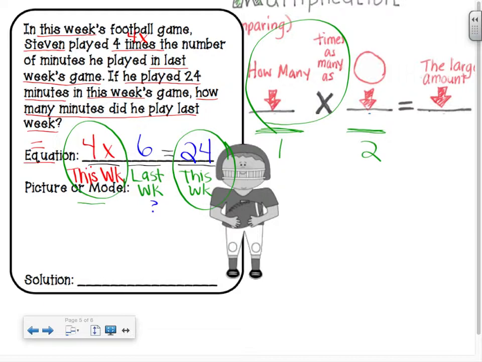All right, picture or model. So we took care of the equation, check. What's the easiest way to do a picture or model for multiplication? Make a bunch of what? Circles. How many groups of circles? It tells you 4. Nice, Sierra. So we're just going to do nice, simple circles.